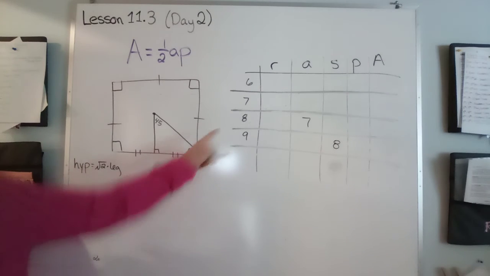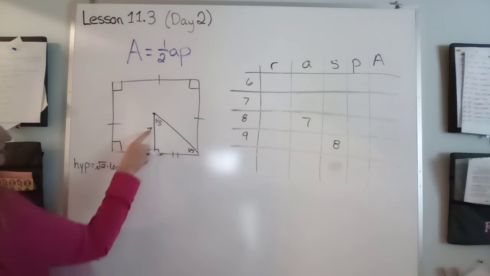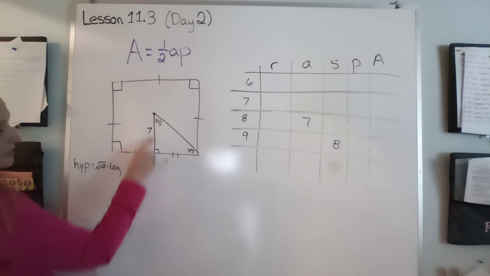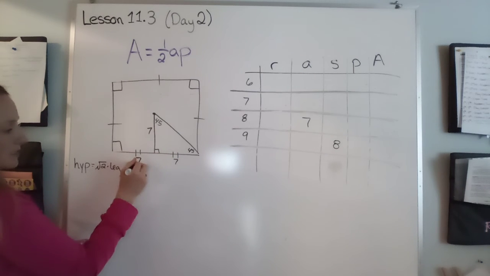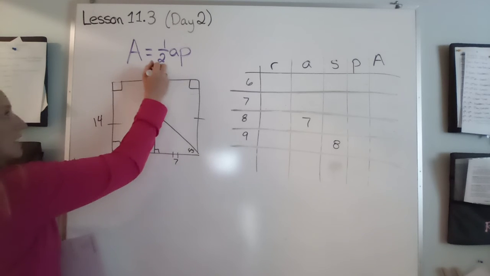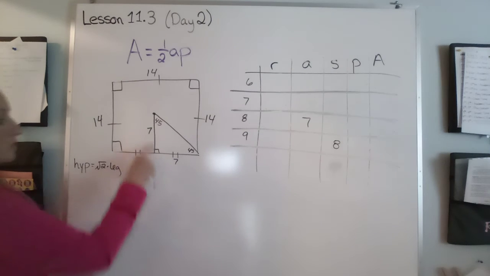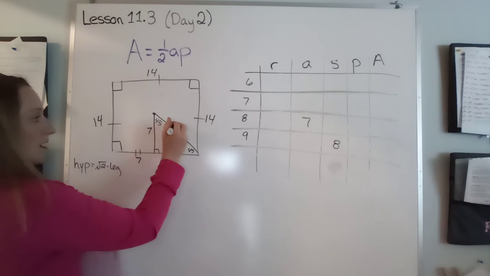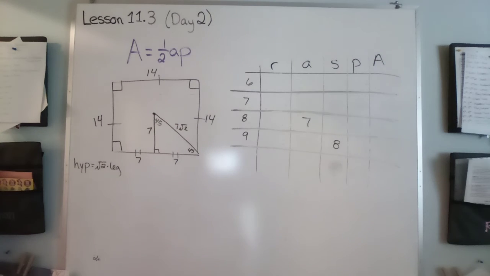So, for number 8, the hypotenuse 7. Well, since it's a 45, 45, 90, this is isosceles, which means this piece is 7 as well. If this piece is 7, this piece is 7, the whole side is 14. All of the sides are 14 then. Okay? If your two legs are 7, that makes your hypotenuse 7 root 2. That's all you need to start filling out the table.